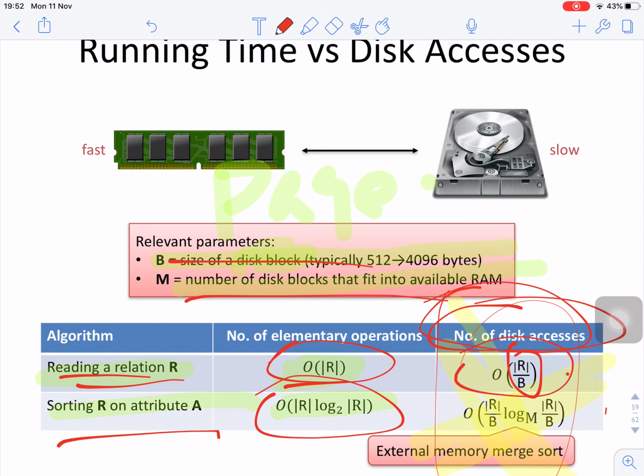The reason is that we can easily think that the number of disk iterations is just replacing R with R divided by B. However, M is the number of disk blocks that fit into the RAM. I'm not sure where this M is, and I'm going to clarify that.